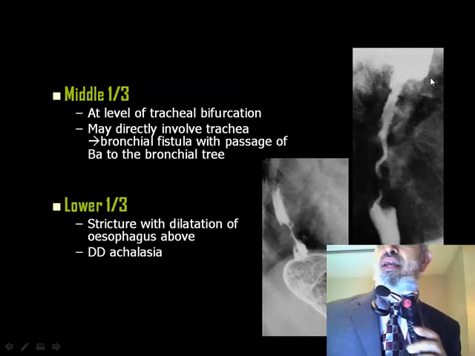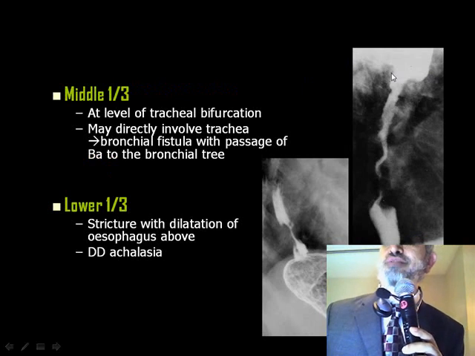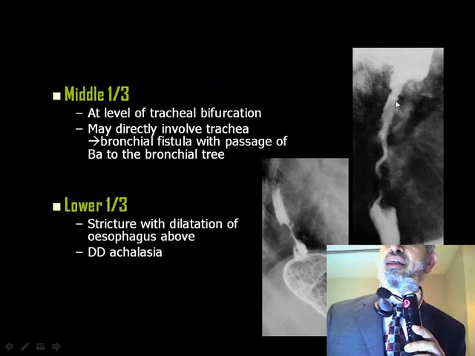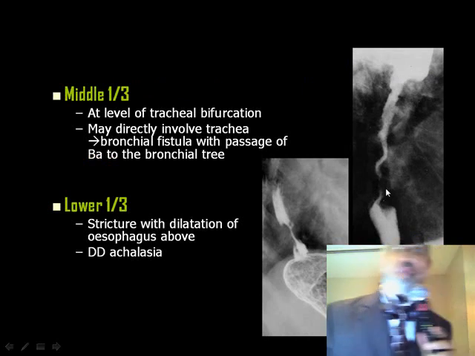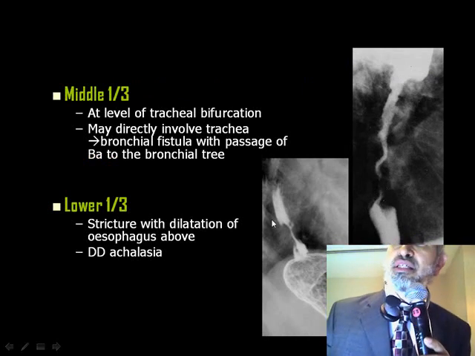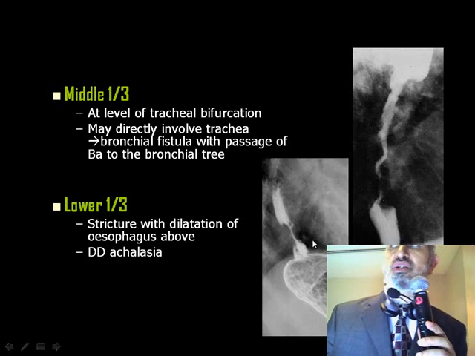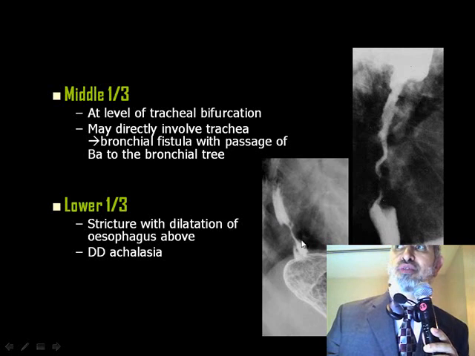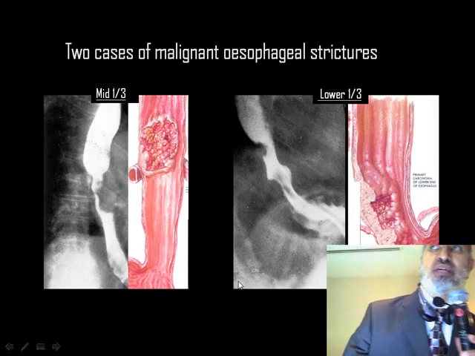Then this is a typical appearance of a malignant stricture with proximal shouldering and distal shouldering, destroyed mucosa, and irregular narrowing of the lumen, which represents malignancy. And this is a short malignant stricture in the distal part of the esophagus with small proximal shoulders and distal shoulders as well.